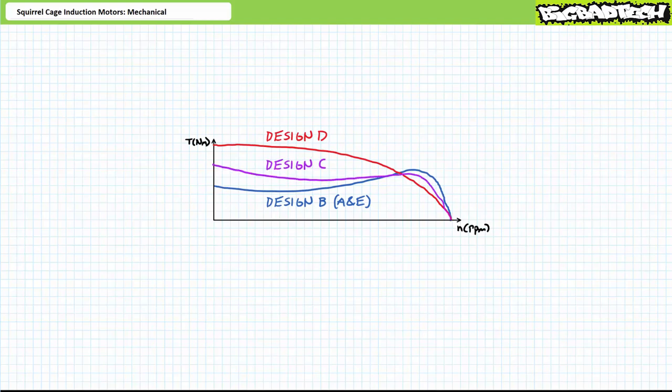Design C's kind of look like B and a D motor had a baby. Design C's produce higher starting torque than B's, but not as much as D's. Their rated torque, however, occurs at a lower degree of slip, similar to that of a B.